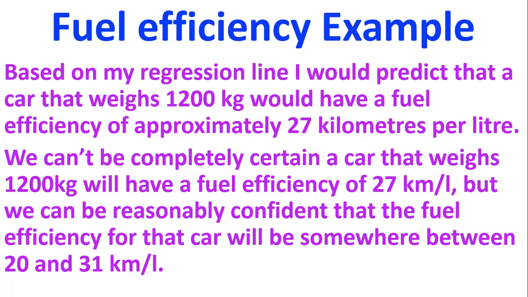So when we come to write that up, we're going to say I'm predicting that a car that weighs 1,200 kilograms is going to have a fuel efficiency of about 27 kilometres per litre. And now we add the confidence and the prediction interval into this, and we know we're not completely certain, but we could be reasonably confident because most of our data lies within this region, so we can be reasonably confident that the fuel efficiency is going to be somewhere between 20 and 31 kilometres per litre. And there is our prediction interval.